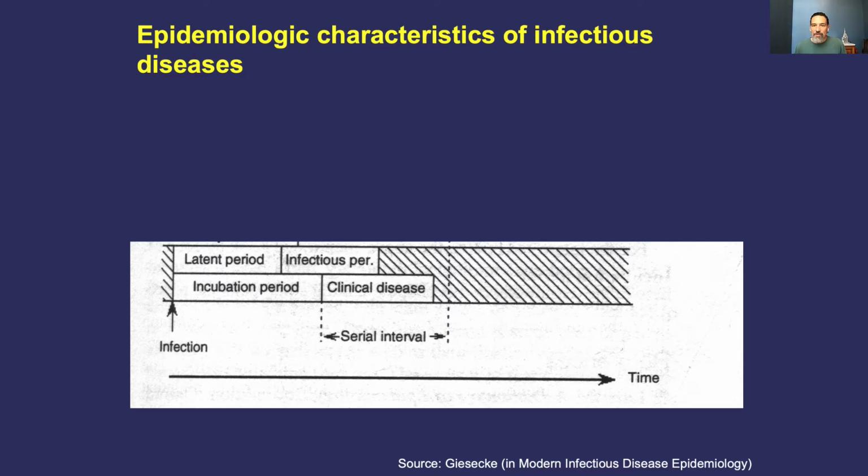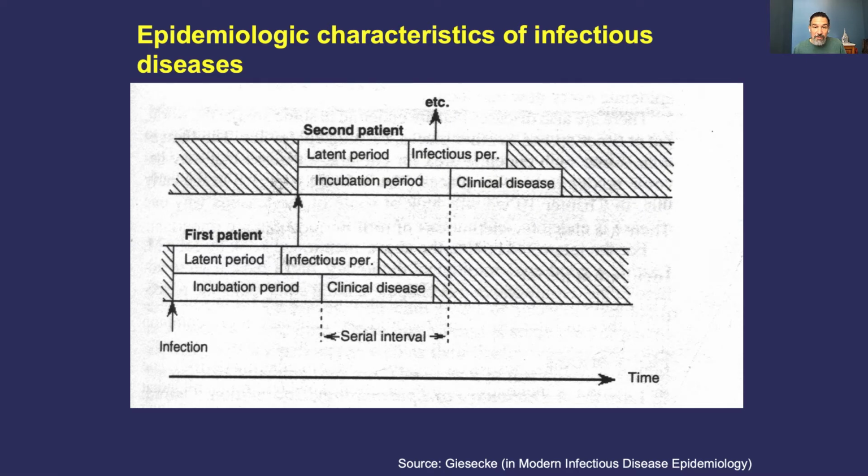This is a schematic that shows the timeline for an infected patient going from right to left. They're not infectious until the infectious period begins right here, during which time they can transmit the infection to one or more susceptible persons, for example, to this second patient here. And the average or median time between the onset of symptoms in the first patient, so they start clinical disease here, and that of the second patient's onset of clinical disease or symptoms is referred to as the serial interval. And it is basically the time between the symptoms of one infected patient and the symptoms of the subsequent people that they go on to infect.